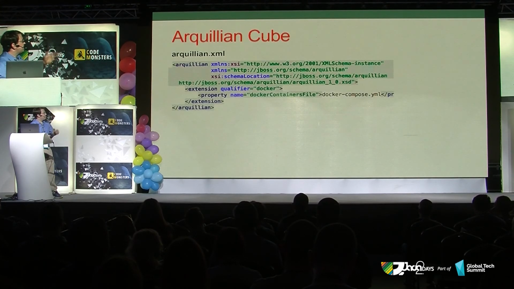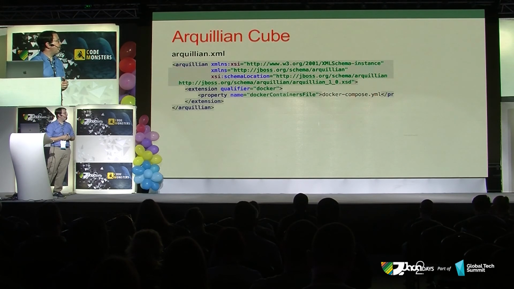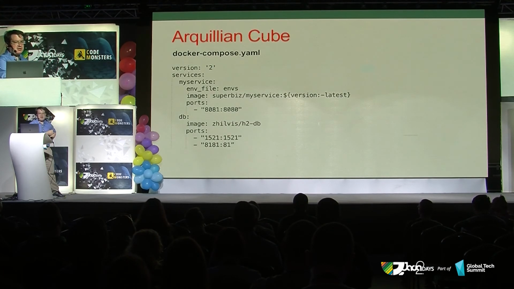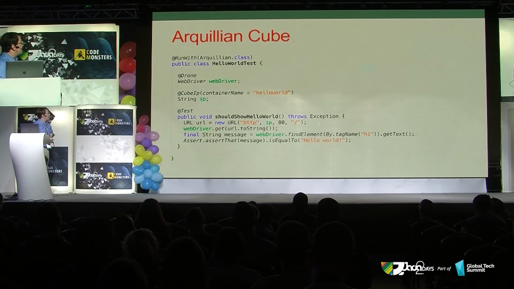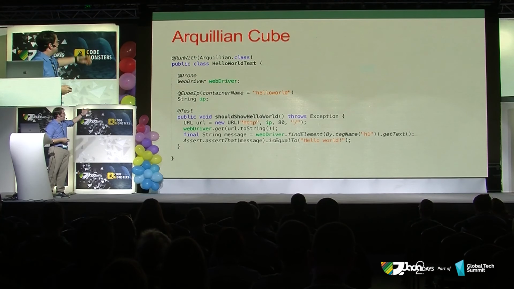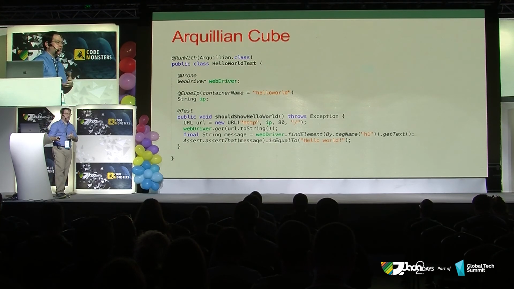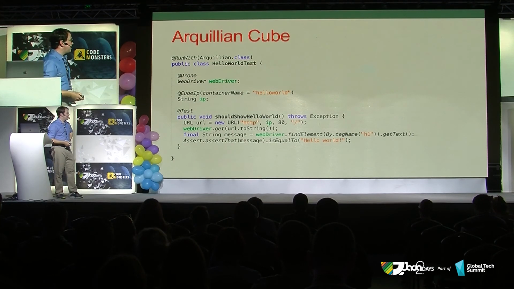And then in your Arquillian XML, you can specify where your Docker Compose YAML file is. This is a Docker YAML file right here, which is setting up a server that's going to run on a couple of ports. And so then in our actual test case, we can deploy our application. We get a reference to the web driver, we get the IP address of the container that the application is running in, and then we can execute our tests against it.